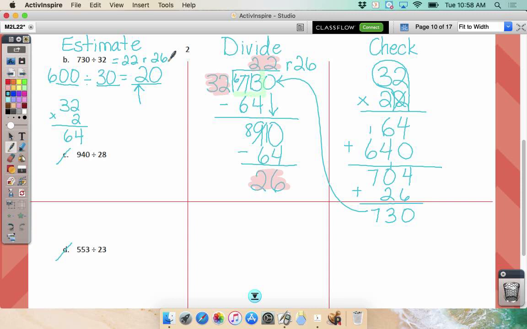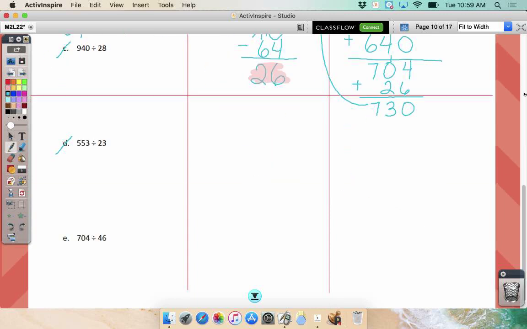Let's keep going, okay? So down to the next one. I said we were going to do E, right? Yeah. And I'm going to erase a little bit of this so it's not in my way. And if you need to do that, go ahead, okay? You're lucky you can do it once. Okay, so 704 divided by 46.